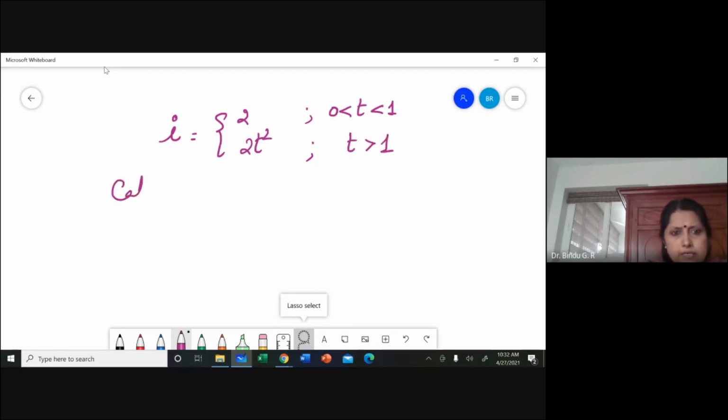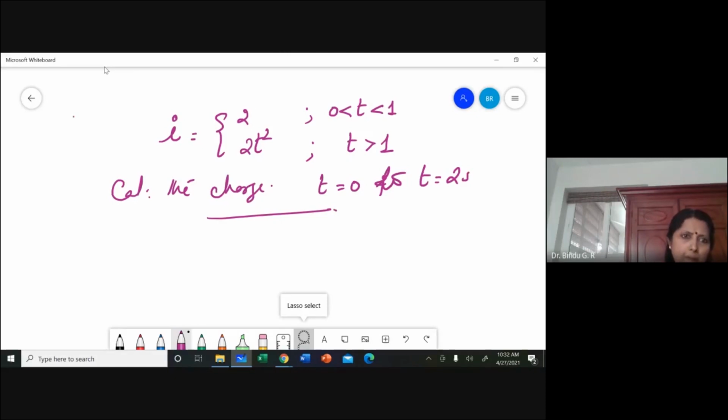Calculate the charge entering the element between time t equal to 0 and t equal to 2 seconds. This is the homework problem. Check whether you are getting this answer: 6.667.